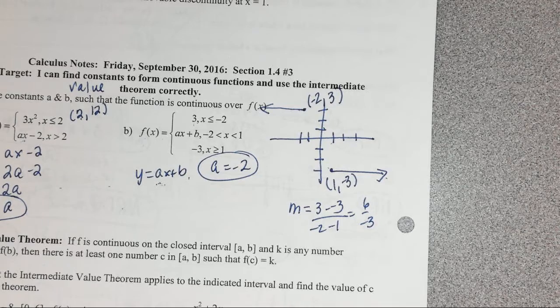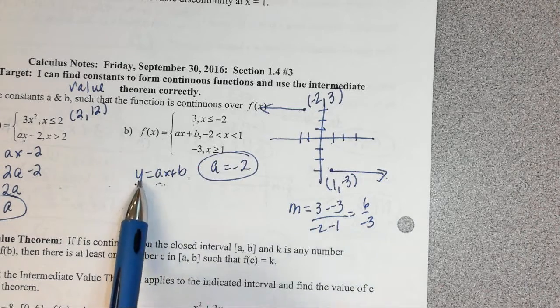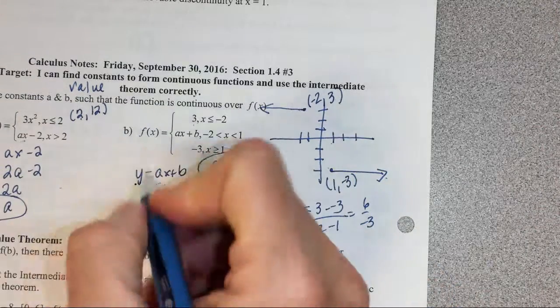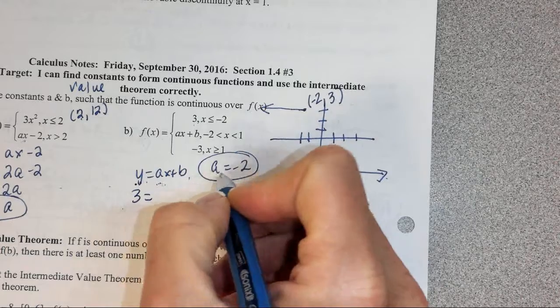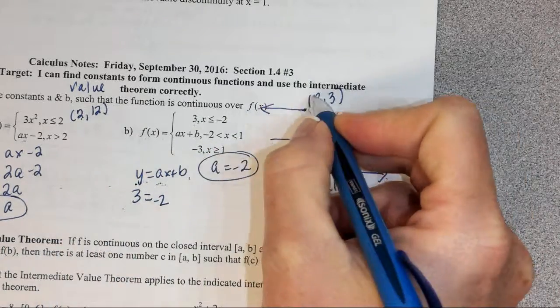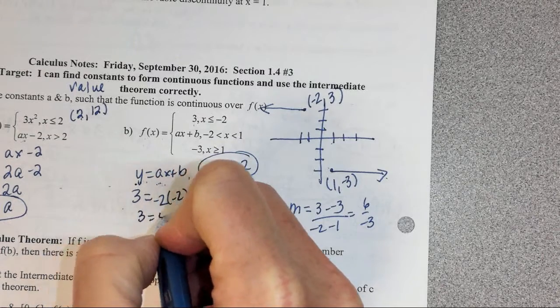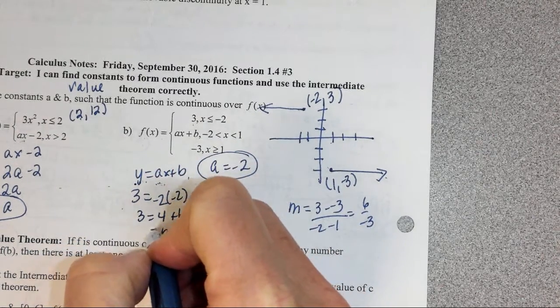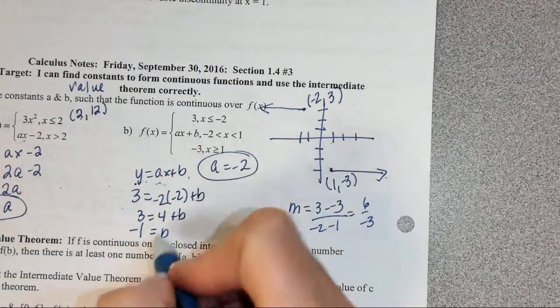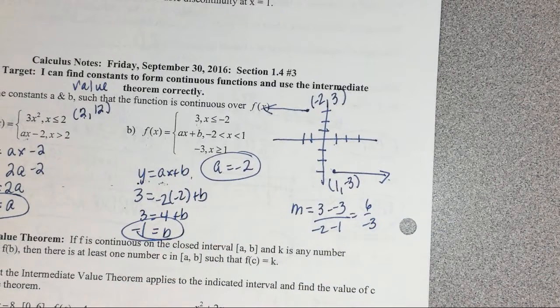Okay? Were you able to find the y-intercept as well, Michael? You've got to pick either one of those points. Right. So right here, I'll take the top point. I'm going to plug in for y. We know the slope. We know the x value. So we have 3 equals 4 plus b. b equals negative 1. So there we go. We've got a and b.